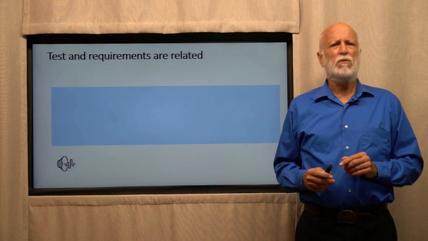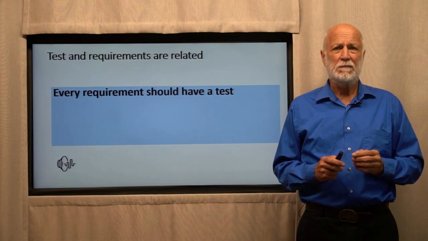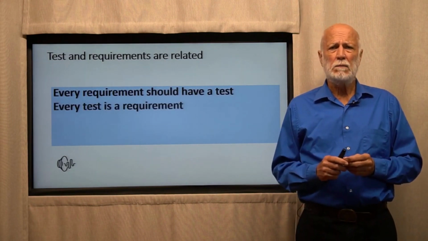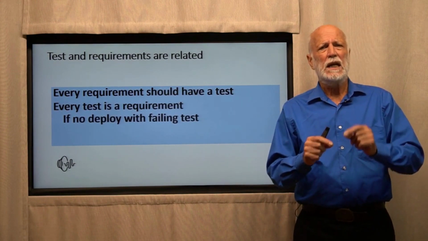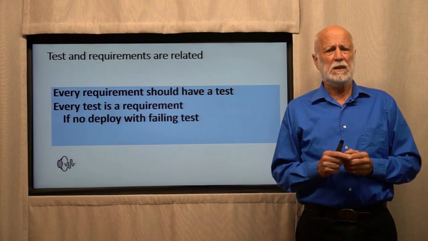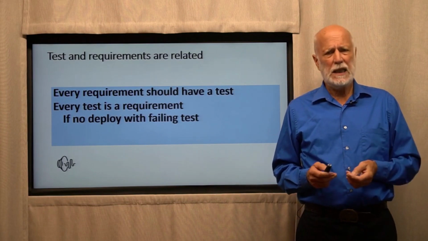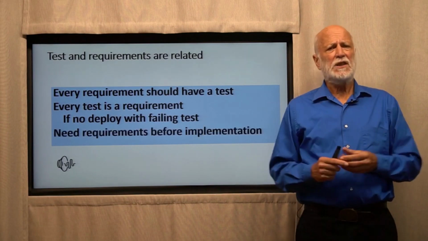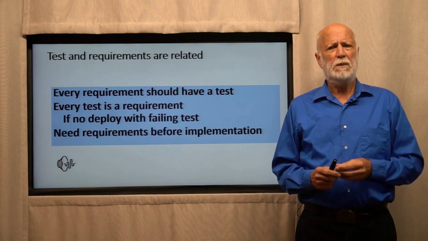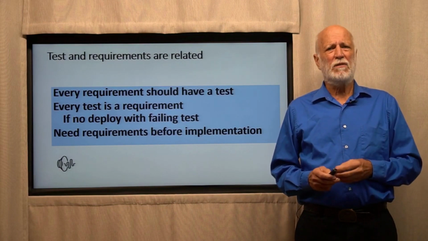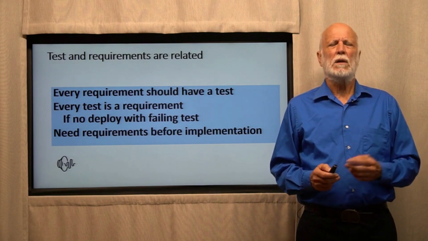So it turns out that tests and requirements are related. Every requirement should have a test. Every test is a requirement. And if you cannot deploy with a failing test, then that test is a requirement the system must meet. Requirements have tests. Every test is a requirement. And obviously, we want our requirements before implementation. That is the number one thing that people say. Well, if we need requirements before implementation, then tests and requirements are completely interrelated.